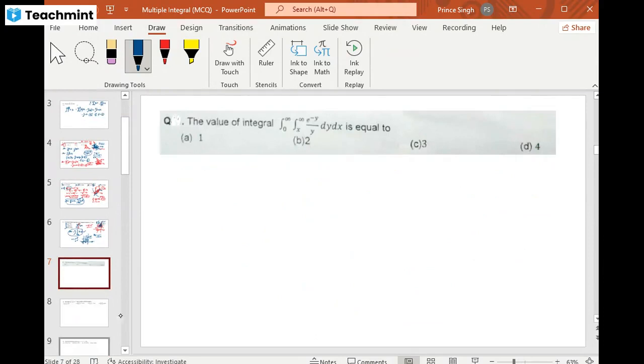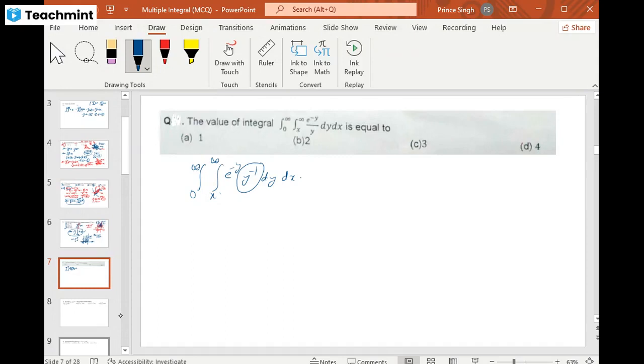The next question is, we want to evaluate the integral from 0 to infinity, x to infinity, e raised to power minus y upon y dy dx. So if you look at this integral, it is e raised to the power minus y, and here it is y raised to the power minus 1 dy dx. Because of the y to the minus 1, even after applying the product rule, it is not possible to evaluate the integral directly. So what can we do?